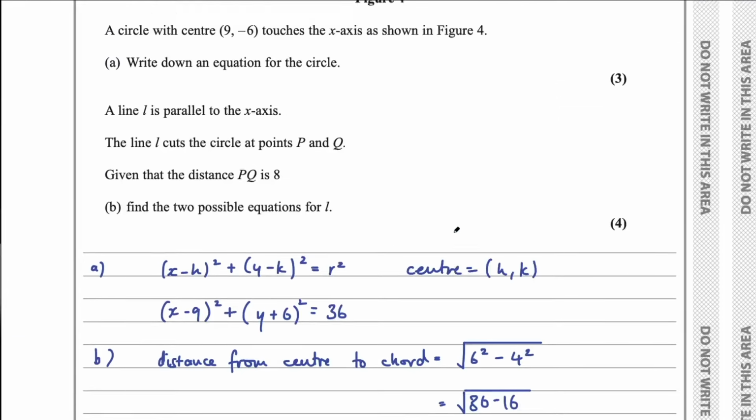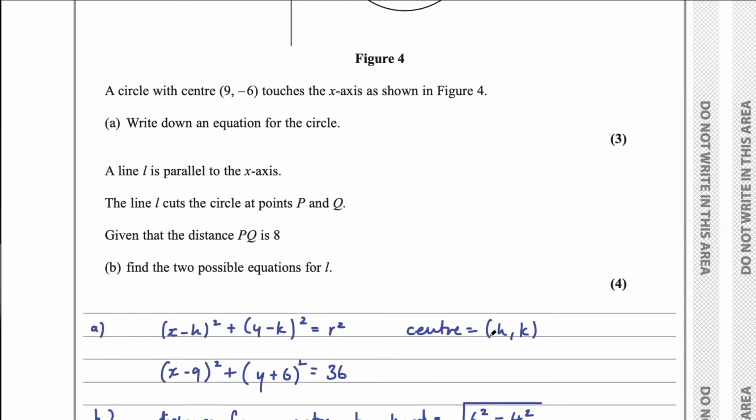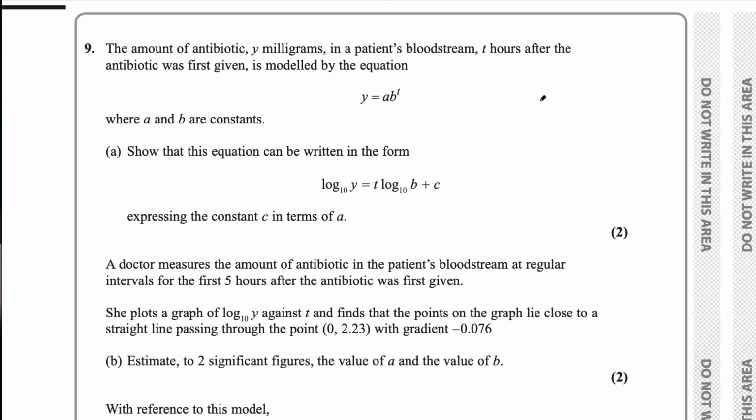Okay, there we go. That was question 8. Part A was 3 marks and part B was 4 marks. Question 9 says the amount of antibiotic, y milligrams, in a patient's bloodstream t hours after the antibiotic was first given is modeled by the equation y equals ab to the power of t, where a and b are constants. And part A says show that this equation can be written in the form log y equals t log b plus c, expressing the constant c in terms of a.